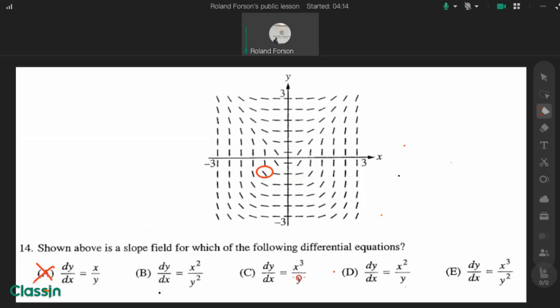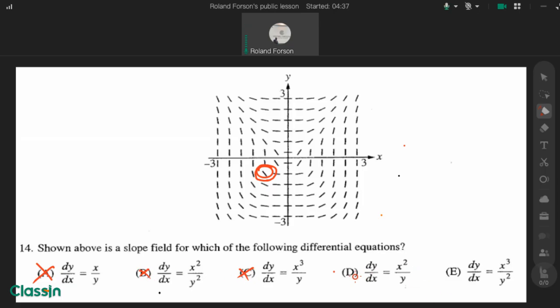This is x cubed over y. This means when x and y are both negative, the slope will be positive. The same situation disqualifies it by this point, because when x and y are both negative, the slope is still negative. So it's not C as well as B.